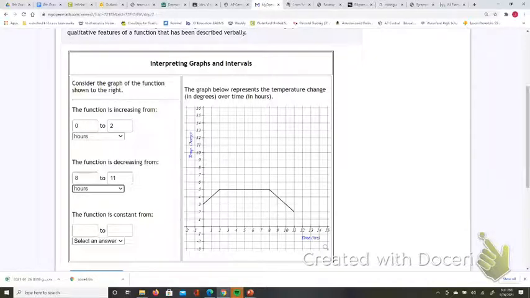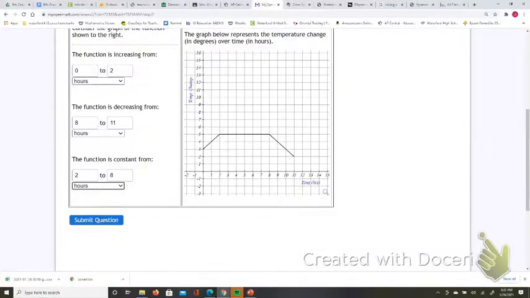Well, the graph is constant from 2 hours to 8 hours. See how it's straight across? It's always the time when you're on the x-axis. So from 0 to 2 hours, it's increasing. From 8 hours to 11 hours, it's decreasing. And from 2 hours to 8 hours, it's constant. And then we submit.